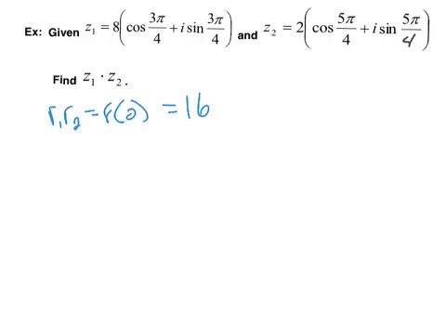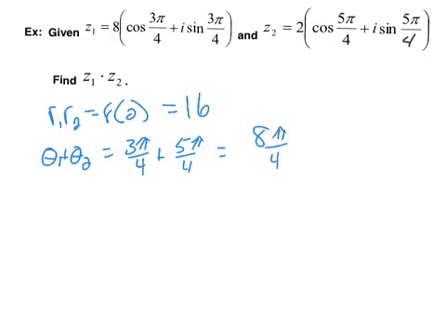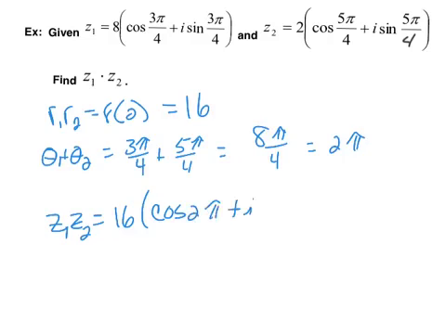So multiplying the moduli gives me 16, and then I have to find theta 1 plus theta 2. That's going to be 3 pi over 4 plus 5 pi over 4. Sometimes we have to get common denominators. We always want to reduce our fraction down with whatever we get. When I add those two together, I get 8 pi over 4, which reduces to 2 pi. So my final answer, z1 times z2, is going to be 16 times the cosine of 2 pi plus i times the sine of 2 pi.